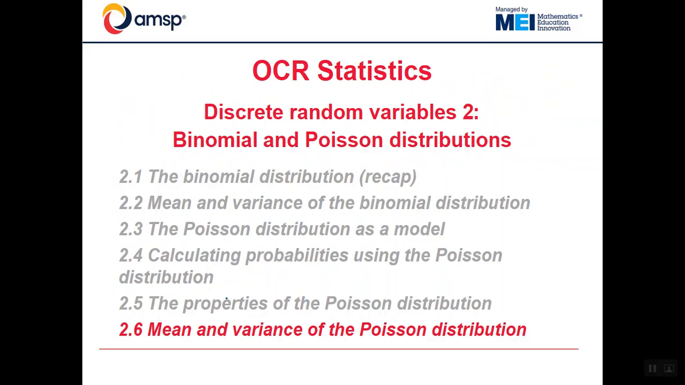So this was 2.5, the properties of the Poisson distribution, and the next video is 2.6, which is on the mean and variance of the Poisson distribution.